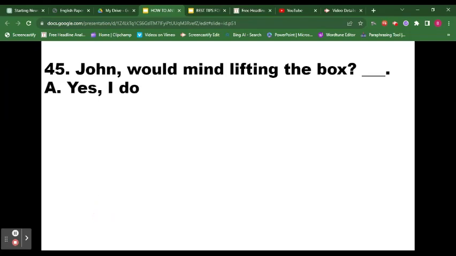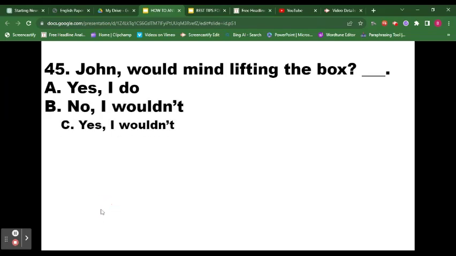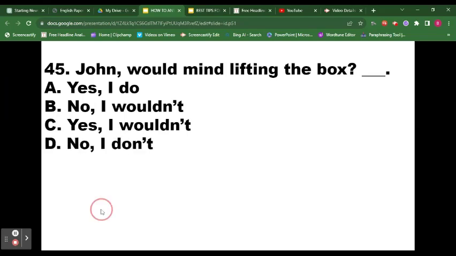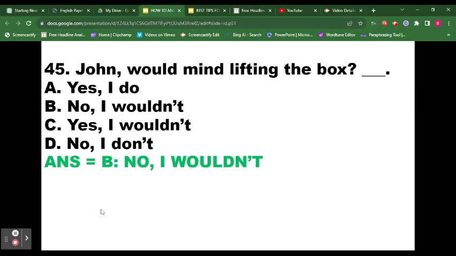Okay. Then, of course, this is a tag question, and we are looking at the appropriate response. John, would you mind lifting the box? How do you respond to it? Option A, yes, I do. B, no, I wouldn't. C, yes, I wouldn't. D, no, I don't. Of course, the answer is B, no, I wouldn't. Would you mind? No, I wouldn't mind. Okay, so that's the appropriate response.